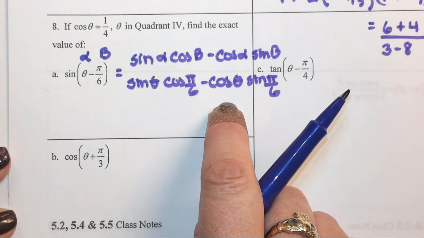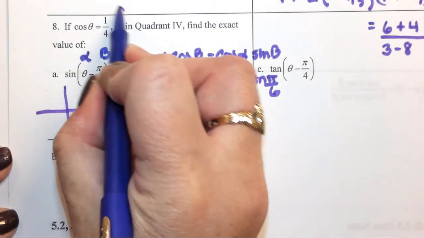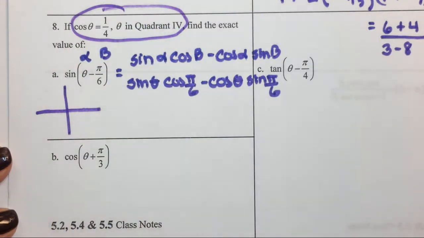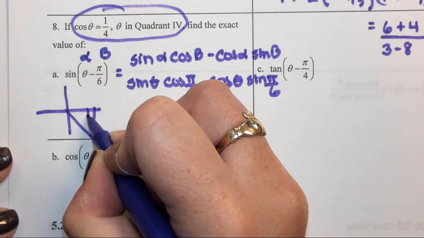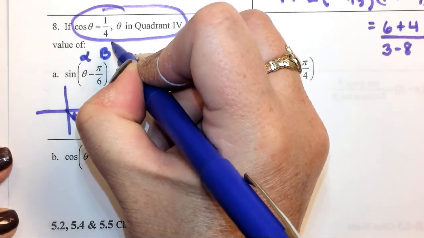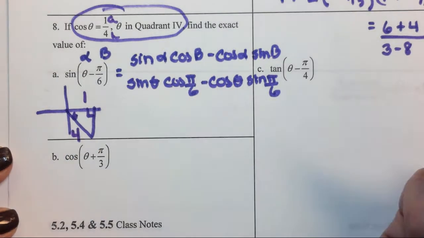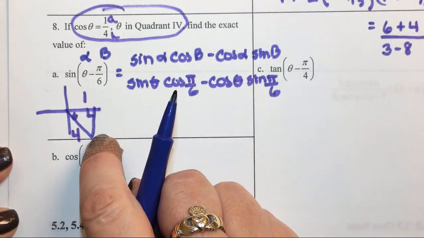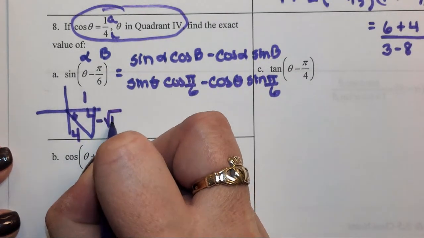I want to set up another what? Triangle. Because what are they telling me about the cosine of theta? Where am I located? I'm located in what quadrant? Where's theta located? 4. They're giving me the cosine ratio, which represents what 2 sides of the triangle? Adjacent and hypotenuse, so 1 and 4. How do I find the third side? I simply use my what? Pythagorean theorem. So what is this side going to be? Negative what? Square root of 15.